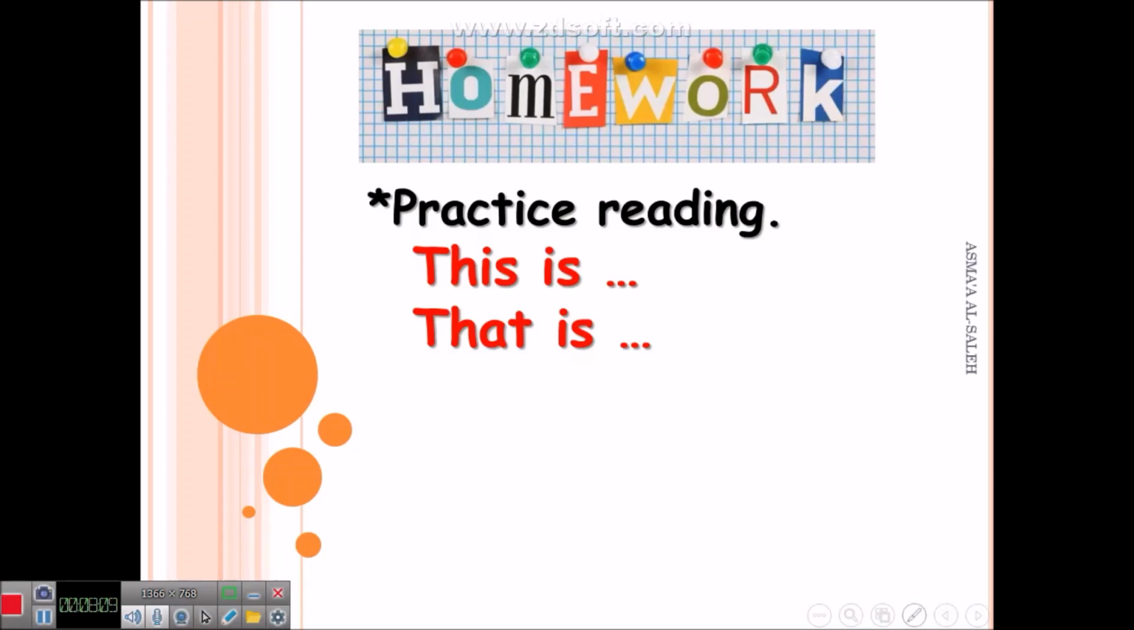Practice reading. This is, for near things. That is, for far things.